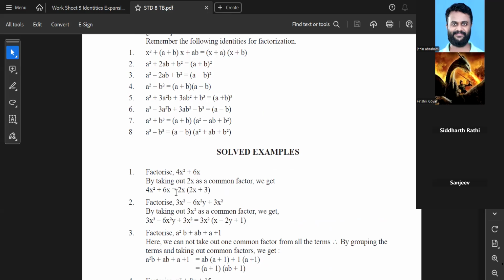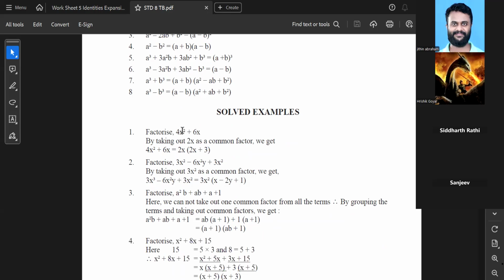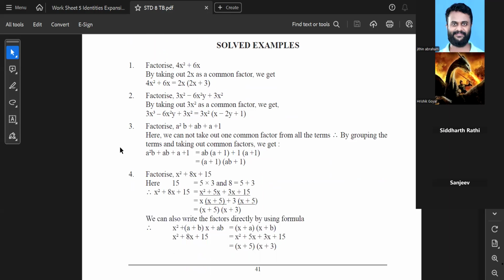In this case, when I take 2x common outside, you have two expressions now. So 2x is one expression and 2x plus 3 is another expression. So when we multiply 2x and 2x plus 3, that time we get 4x square plus 6x, like the original expression. I believe the first factorization is clear for everyone. First expression, second expression. So when you multiply them, you will get the original one.